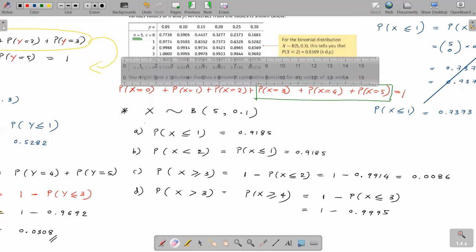5 into 10 to the power minus 4, 0.0005. 5 into 10 to the power minus 4. Is this clear? Okay.